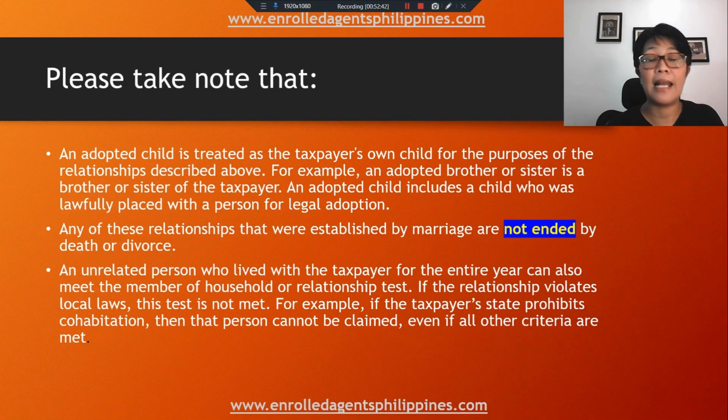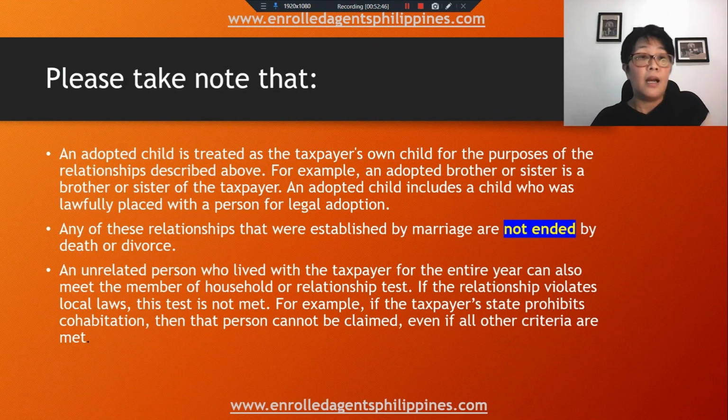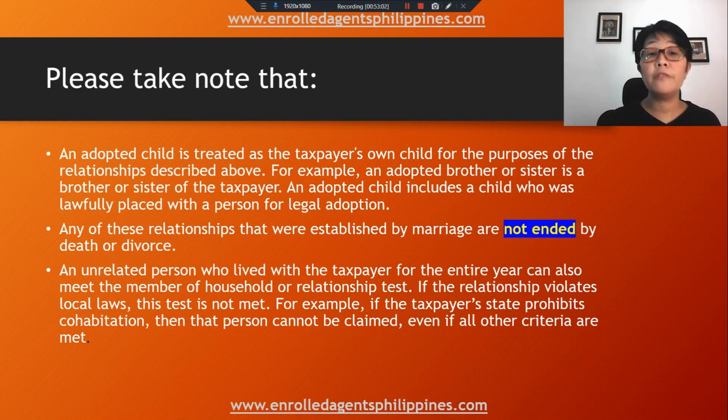Okay, ito muna. Kailangan ingat din tayo. So, please take note that an adopted child is treated as the taxpayer's own child for the purposes of relationships described above. For example, an adopted brother or sister is a brother or sister of the taxpayer. An adopted child includes a child who was lawfully placed with the person for legal adoption. Ito pa. Any of those relationships that were established by marriage are not ended by death or divorce.